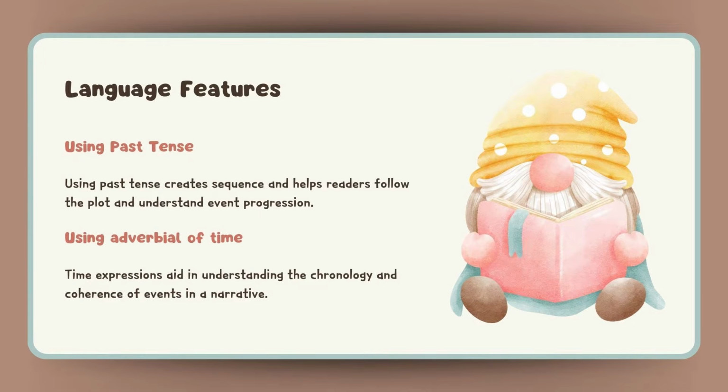Here are the language features of narrative text. First, using past tense. Using past tense creates sequence and helps readers follow the plot and understand event progression. Second, using adverbial of time. Time expressions aid in understanding the chronology and coherence of events in a narrative.